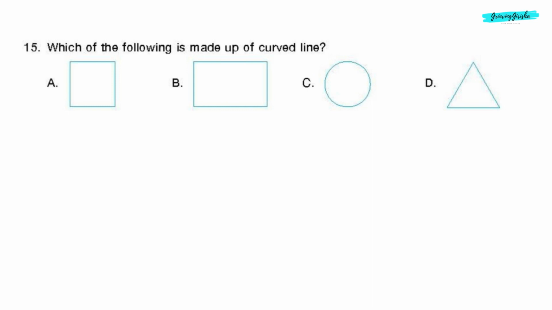Circle in option C is made up of curved line. So, option C will be the correct answer. The remaining shapes are made of straight lines.